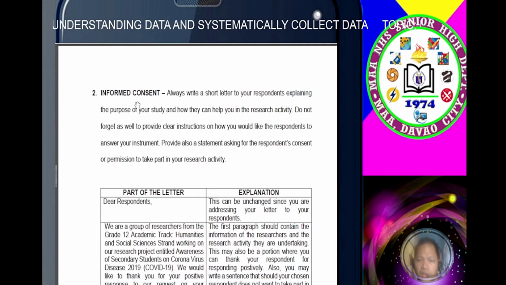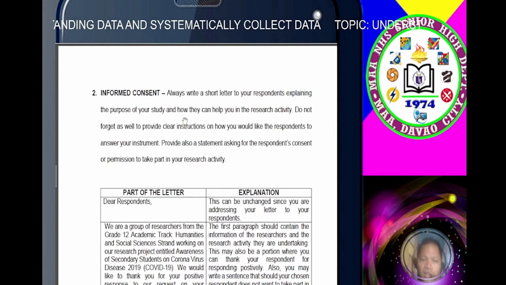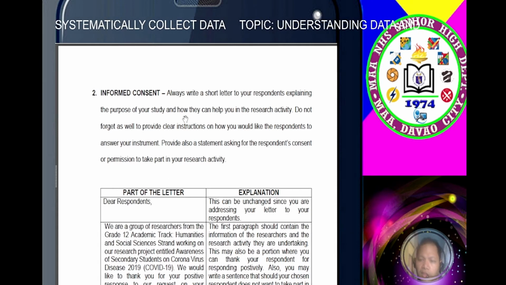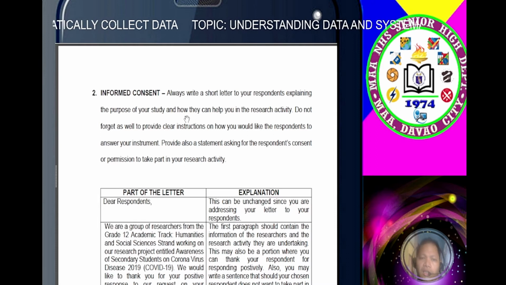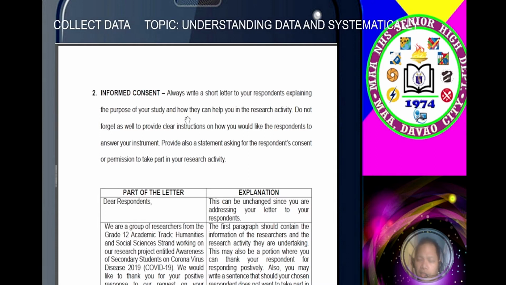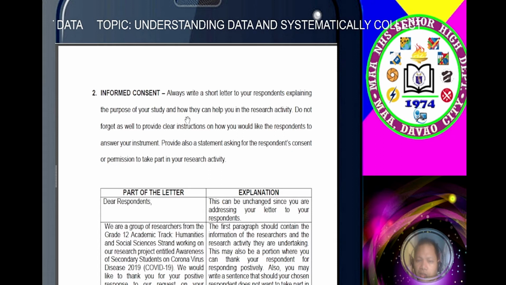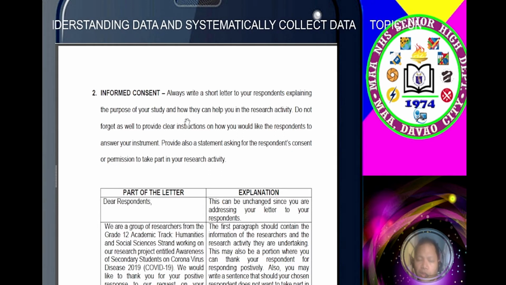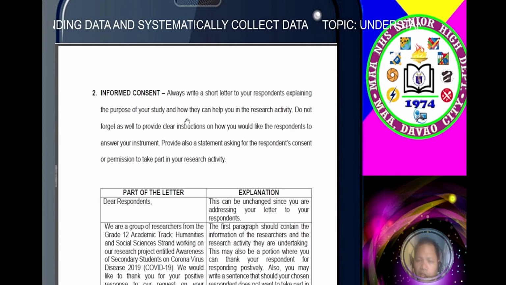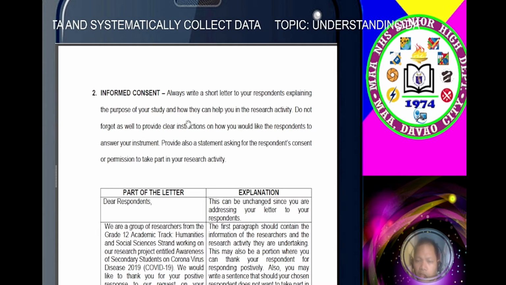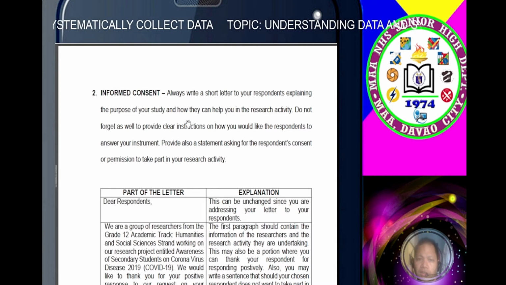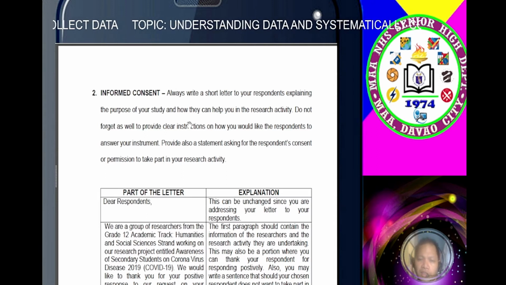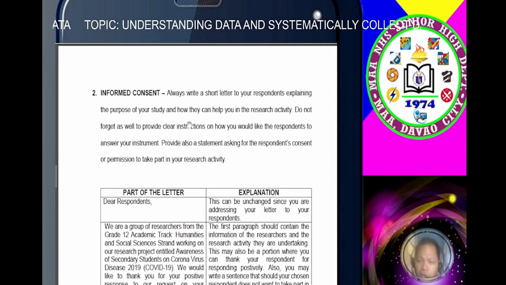What is this informed consent? This is used to let your respondents know, or you will ask permission from them if they're willing to participate in the study. This is under ethical considerations in your research, found in chapter 2. So you must seek permission from your respondents to participate in your study.